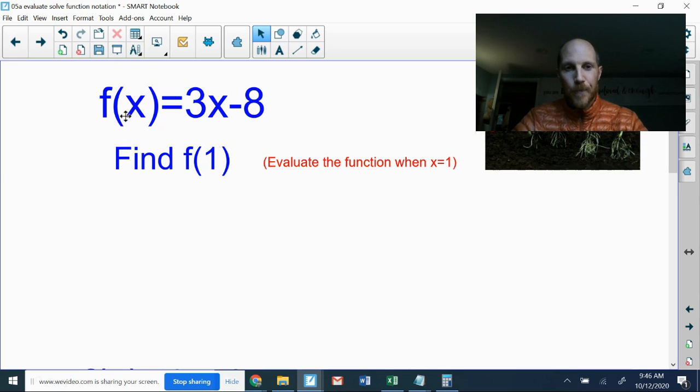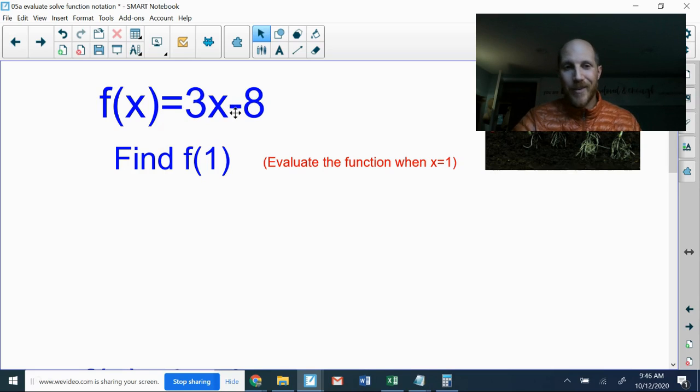But let's just say that this function represents the height of my bean plant after some number of days. We'll call the days x, and so each day that baby bean plant grows 3 centimeters. So 3 centimeters times the number of days.